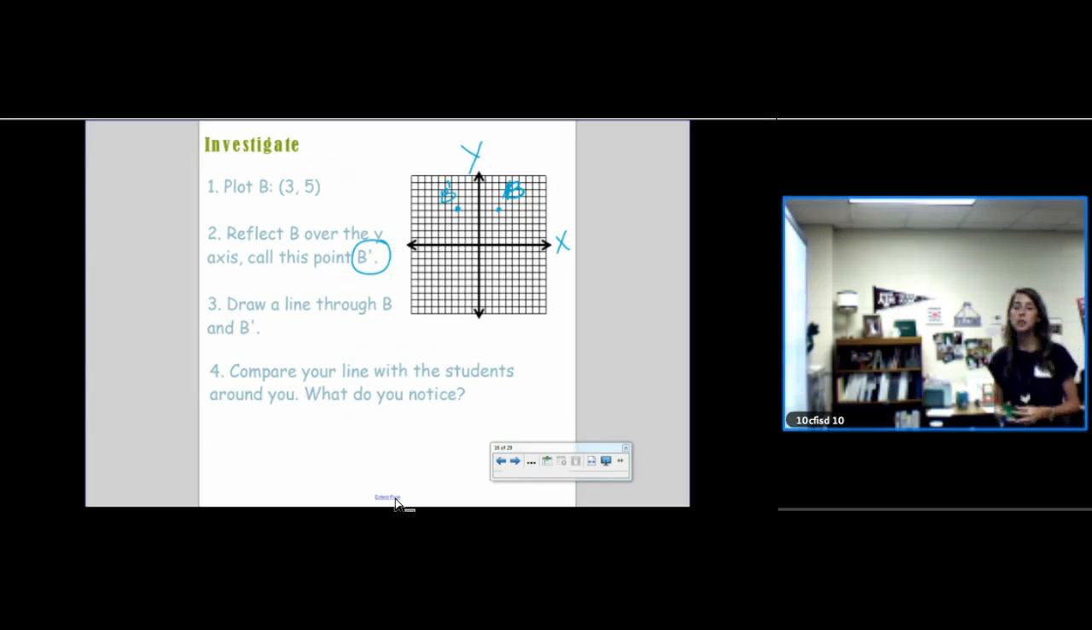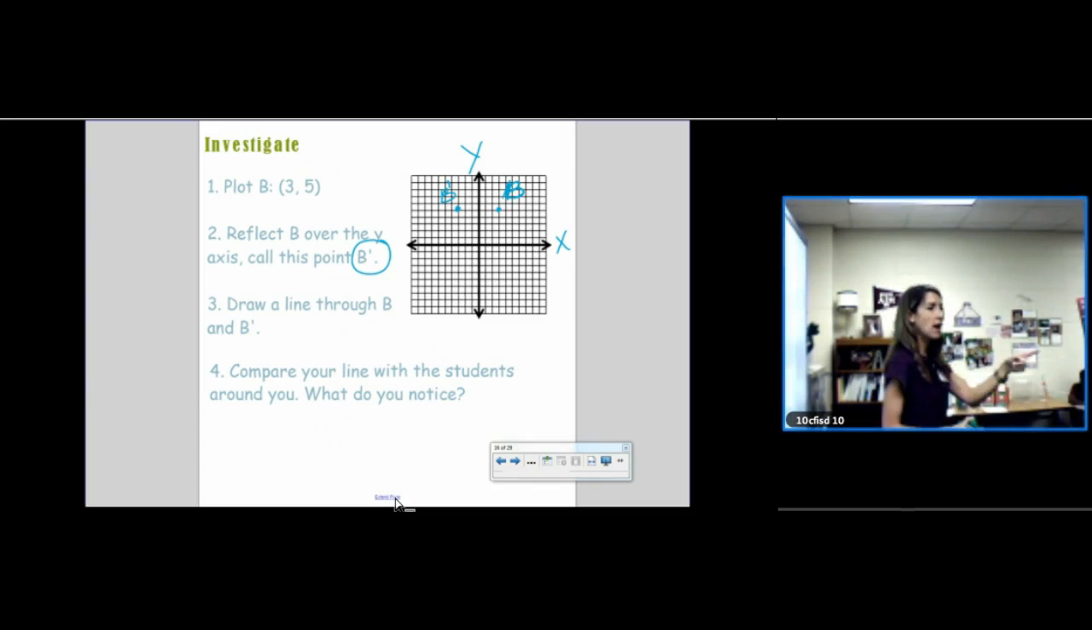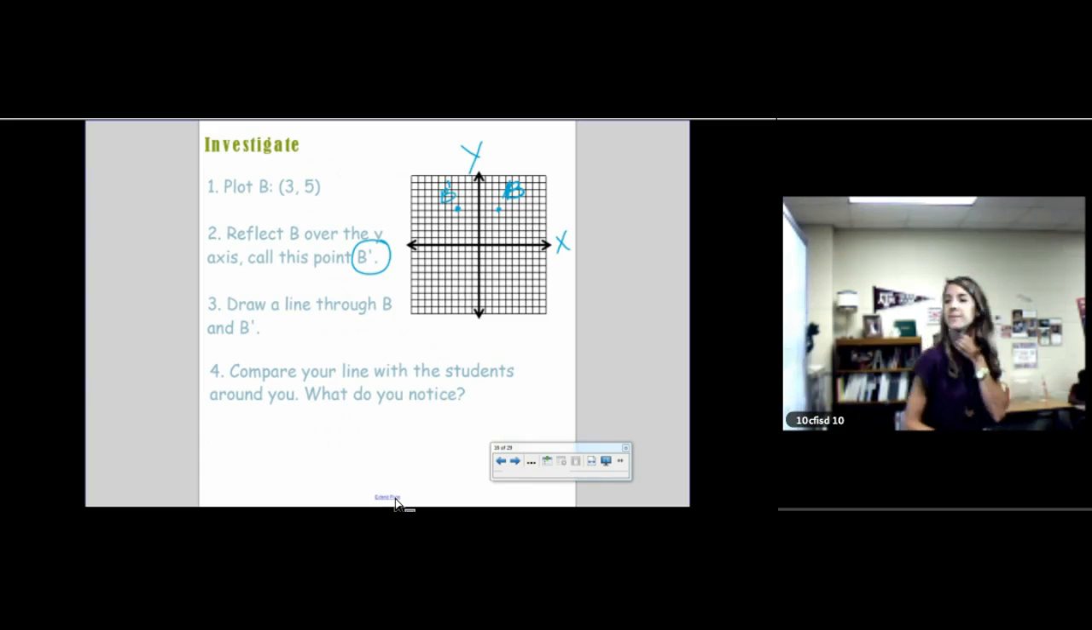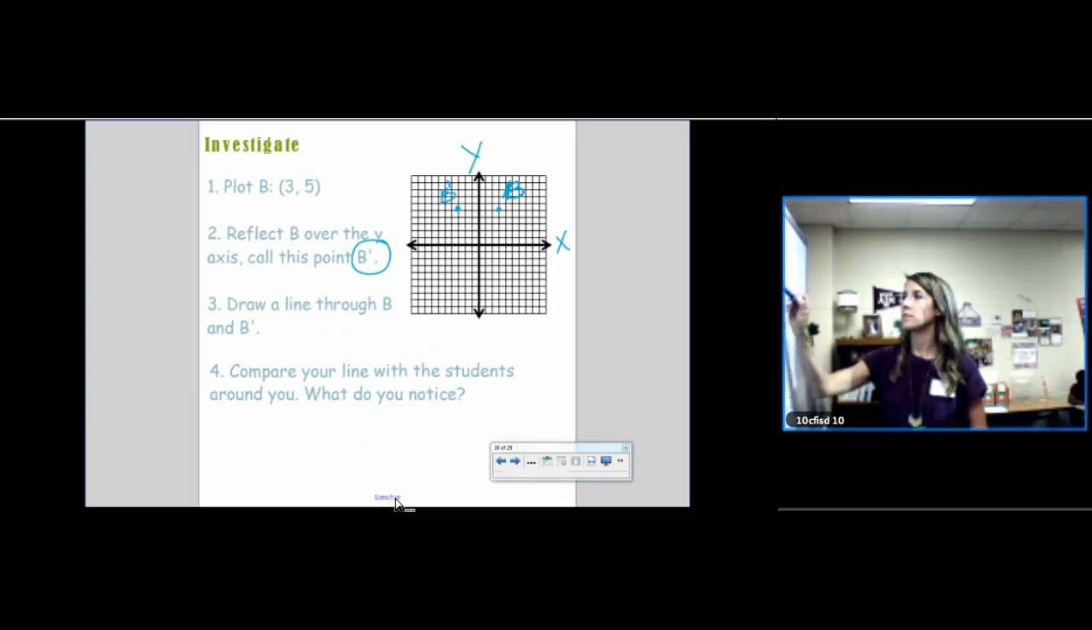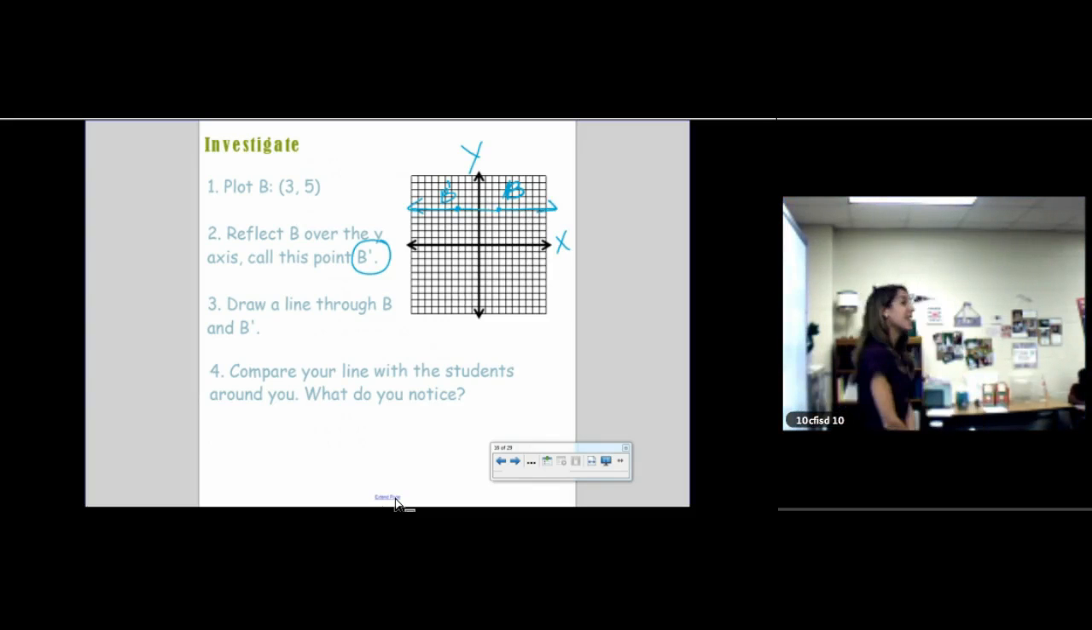Compare your line with the students around you. Show them your line. What do you notice this time? What do you notice? They're all the same.